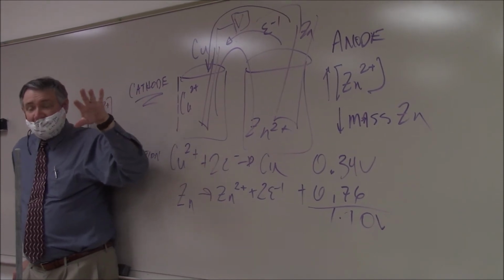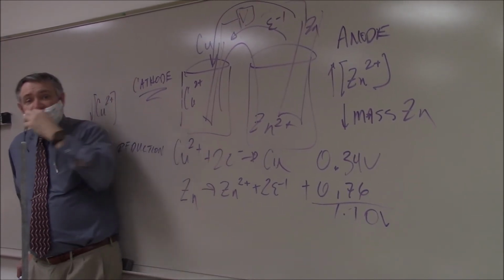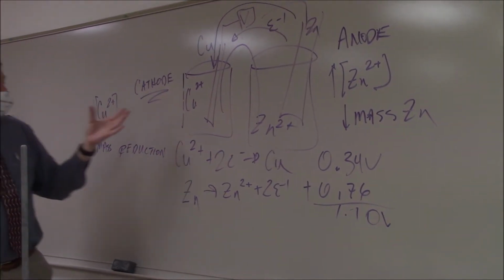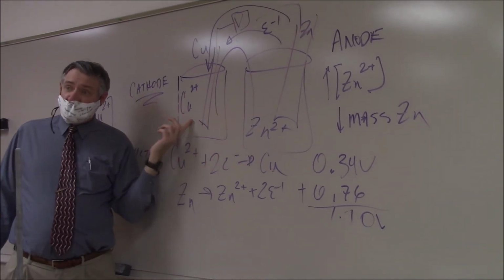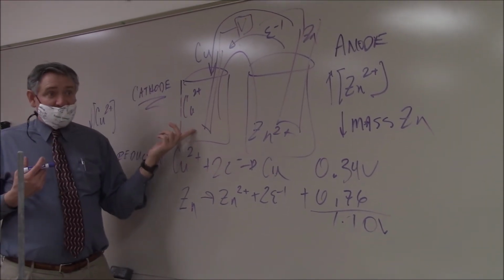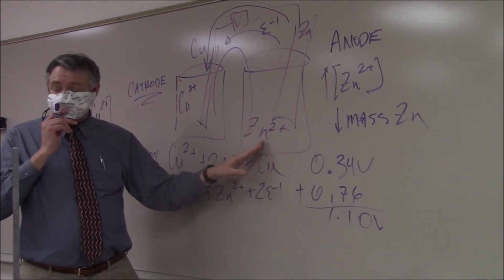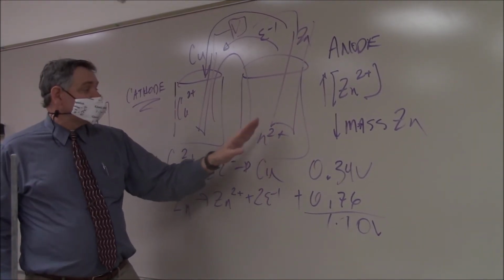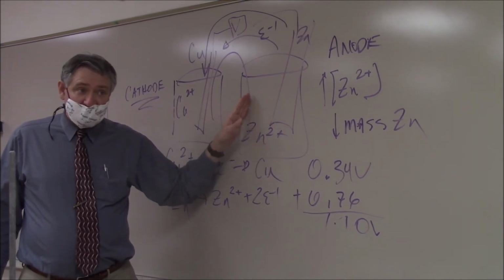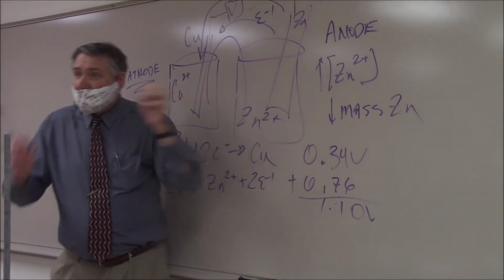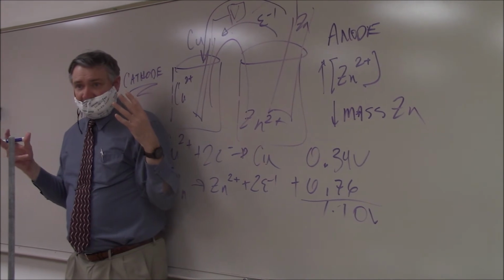It's like a battery. Your voltage is going to drop, because you're going to have fewer and fewer copper ions over here sending text messages. And what's going to happen over here is that this is becoming more crowded. This solution is becoming more crowded with zinc ions. So it's harder for those zincs to go into that solution.